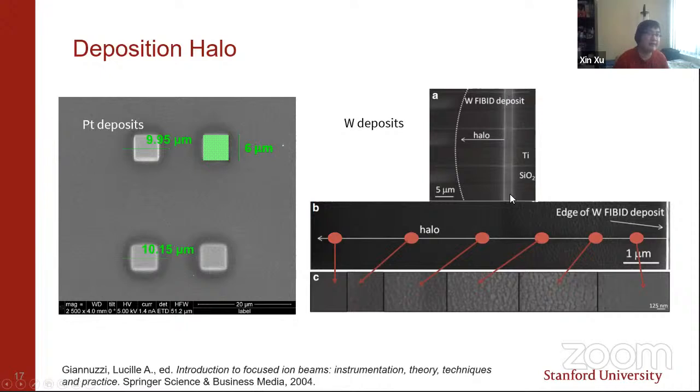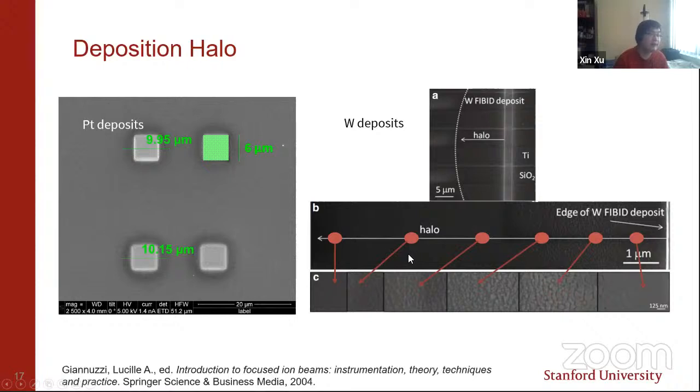Also, in this paper, they talk about tungsten deposits, and this is a tungsten line deposited by the ion beam. You can see the halo effect away from this deposit line: there is some deposition of tungsten that gradually changes with the distance away from the tungsten wire. So this is what we call the halo effect. This halo will definitely have some resistivity or conductivity, not as high as the deposit area, but it also has some conductivity.